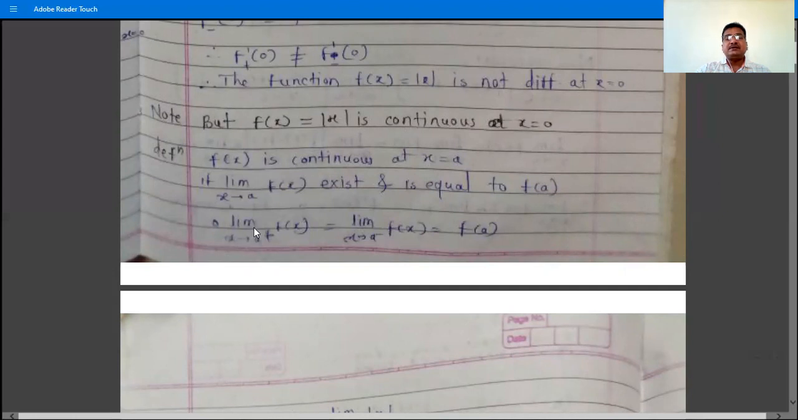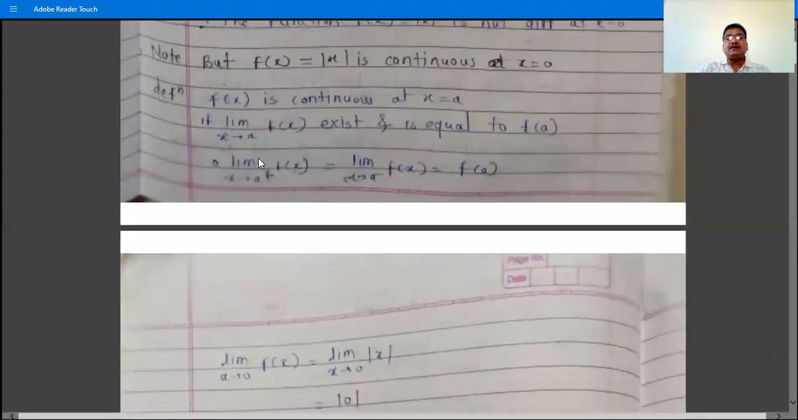So when this limit exists, these two are equal, and if this limit is equal to f of a, then we say the function is continuous at x equal to a. So when we say f(x) is continuous at x equal to a, if the right hand limit at a of the function f(x), the left hand limit at a of the function f(x), and the value at a, these three values are the same, then we say that the function is continuous at x equal to a.